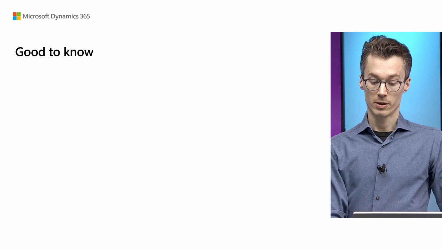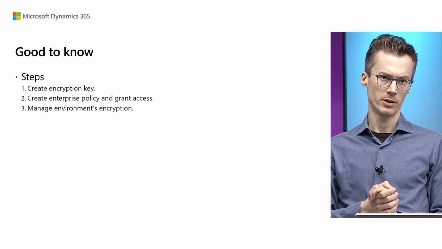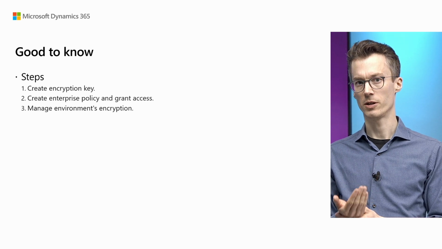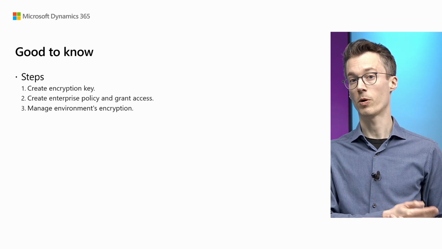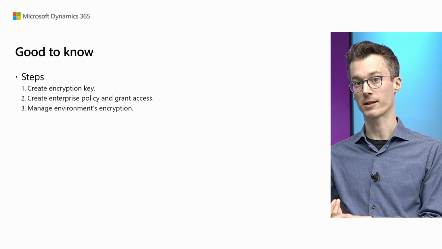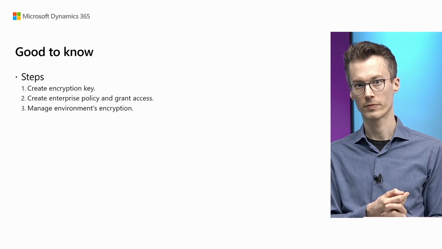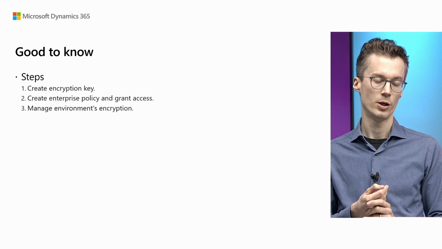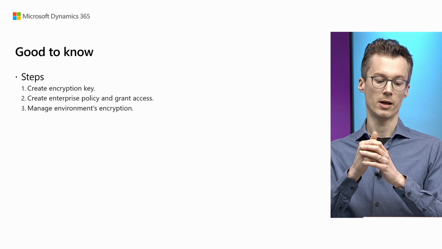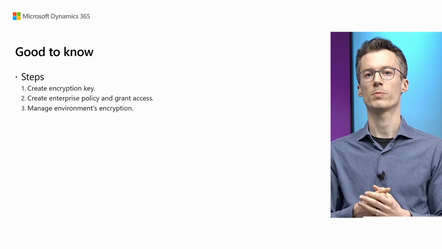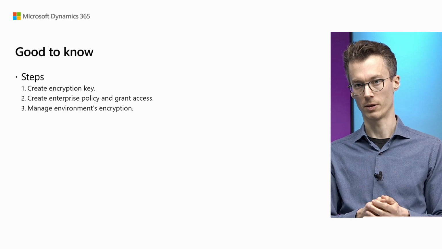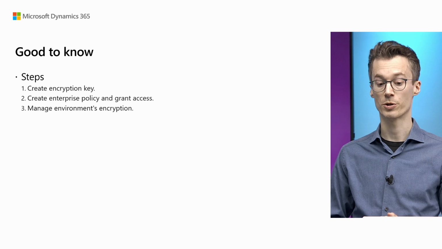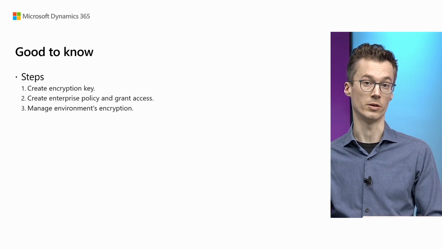There are a few things also here good to know. The steps are essentially those three to set it up. First, you create the encryption key in your key vault. You create an enterprise policy and grant it access to that key vault. And then in the Power Platform Admin Center, you apply this enterprise policy to an environment. And in this way, you can manage the encryption of your environments.